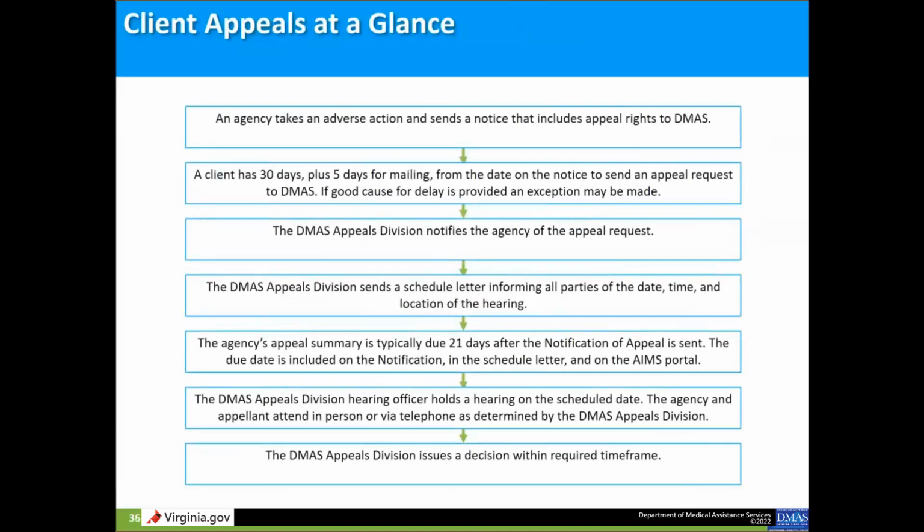Finally, this slide provides a quick flowchart of the appeals process, which we've discussed in this module. This concludes Module 2 of the Appeals Division Overview.